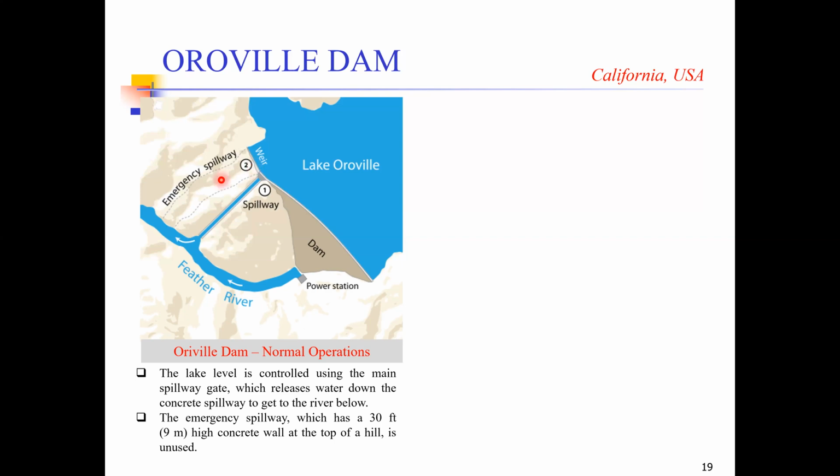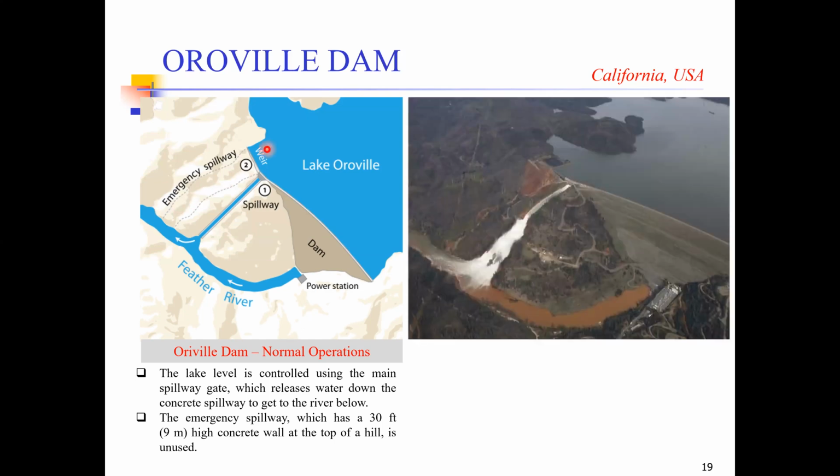This emergency spillway had around a 30-foot high concrete wall. But this emergency spillway channel was not lined. It was just for emergency use, so they saved money and did not line it. So this is an image of the Oroville Dam in its glory days.